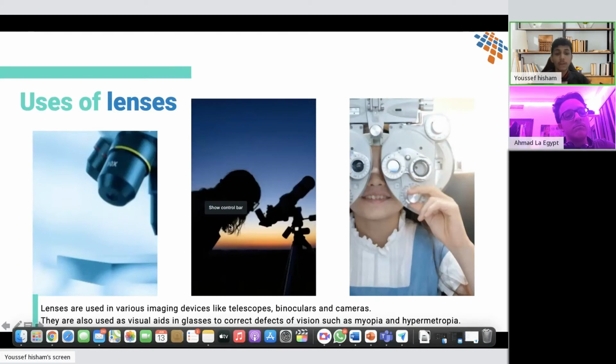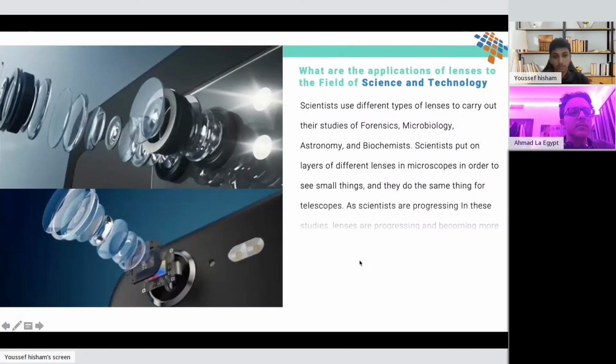So, uses of lenses. As you know, we have a lot of uses for lenses because they are used in telescopes, binoculars, microscopes for finding cells, and in scientific and technological ways. So lenses are really important in our daily lives, and as I mentioned in the earlier slides, they're also used for myopia and hypermetropia, which means nearsightedness and farsightedness.